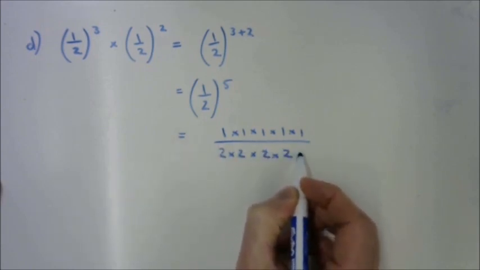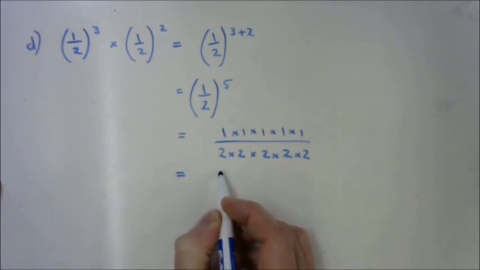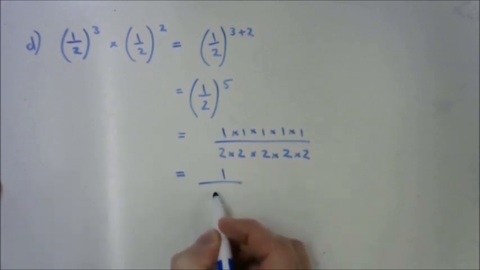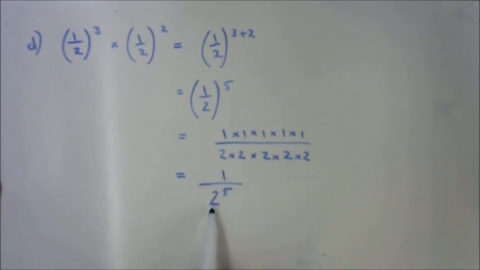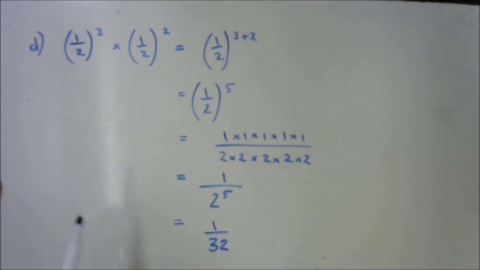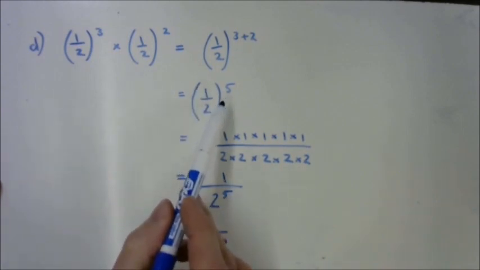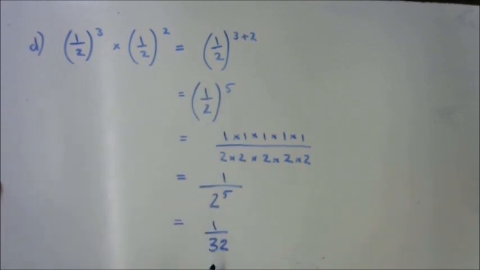Please make sure you're writing this and keeping up. So now all of a sudden, we have something like this. We have 1 over 2 to the power of 5. In the denominator, there's 5 factors of 2, and that's 32, so we have 1 over 32. So 1/2 to the power of 5 is 1/32nd, or 1 over 32.